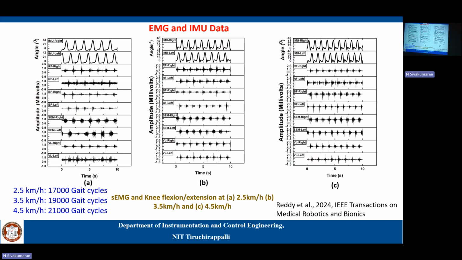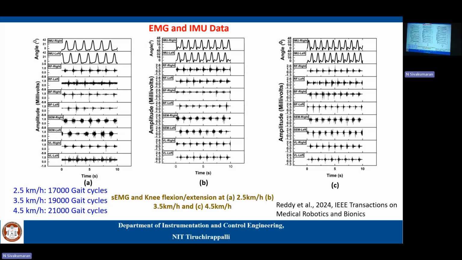With the EMG of quad and hamstring, we can decode the movement, because transfemoral amputees don't have a knee joint. So if we come up with a knee joint and could actuate it with the EMG parameters, that will be highly helpful for them. We collected this at three different speeds.